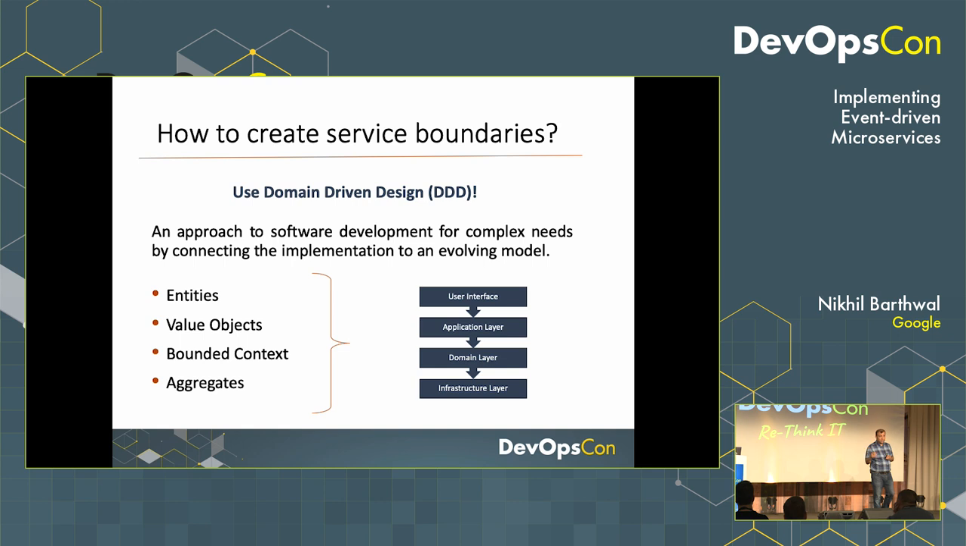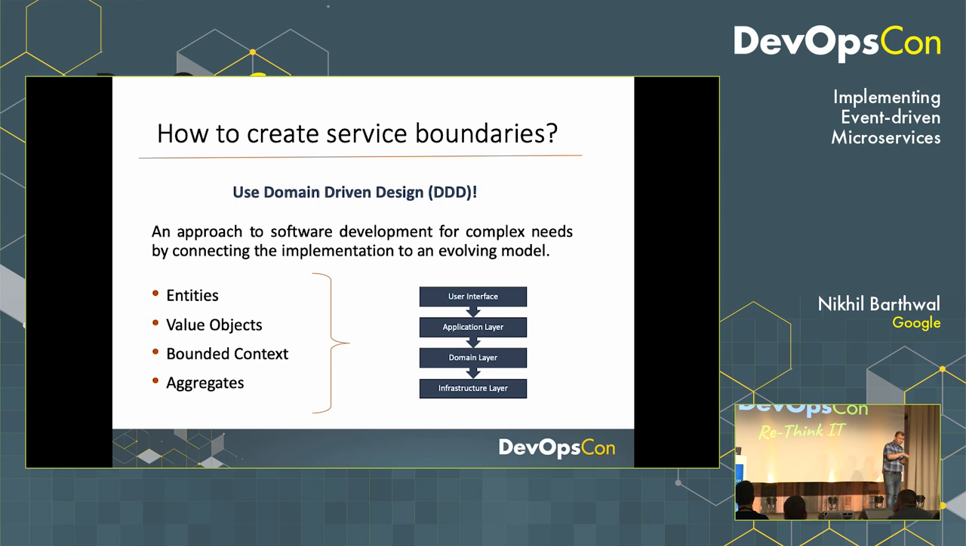If you read the textbook, they will have more complex models like hexagonal models, where they actually take into account how you would test these services. And then there is an onion architecture also, which is around the same thing. It just looks like an onion with layers on top of it. But for the purpose of this talk, I'll just refer to the simple model. The bulk of the code remains in this domain layer, and you can do something to these objects. And these are all the various building blocks of domain-driven design.